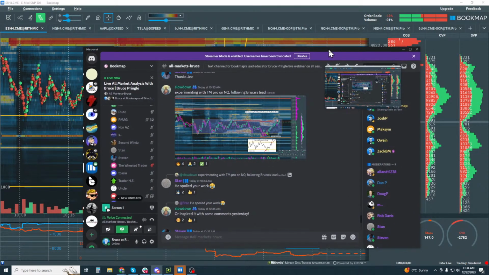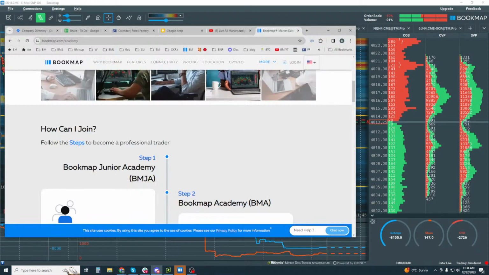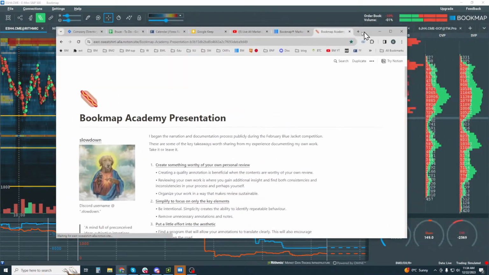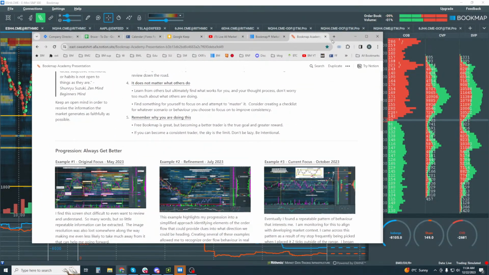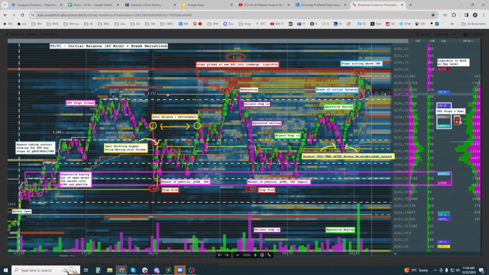Let me show you something that he had marked up for us. This was for feedback. He's a coach now in Bookmap Academy, you guys know. And then he wanted to get this across about his progression. He started off looking at charts and marking them up like this. It's pretty messy. There's a lot going on in here, but this is part of the process.